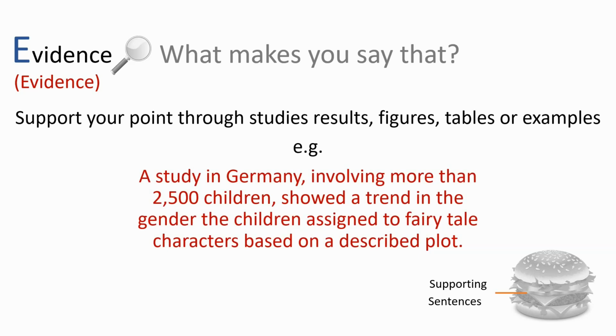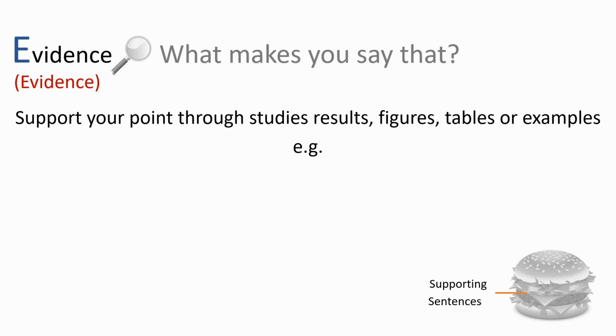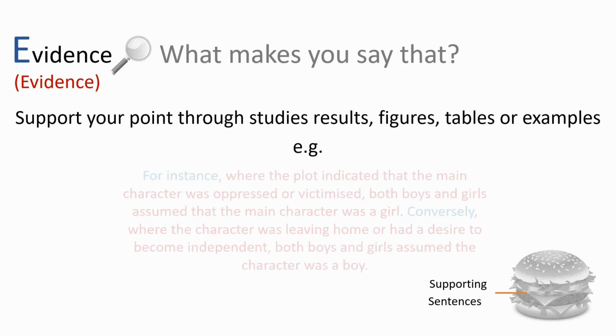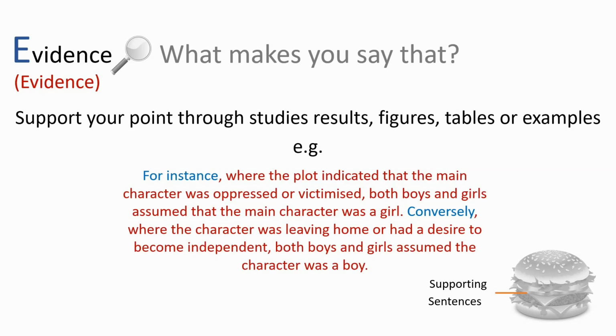Make sure that the evidence you provide has enough detail so that your reader can evaluate the validity thereof based on the point that you're trying to make. In this example, you can give more information on the study to ensure the reader understands what about the evidence made you make the statement about gender roles. So you can add, for instance, where the plot indicated that the main character was oppressed or victimized, both boys and girls assumed that the main character was a girl. Conversely, where the character was leaving home or had a desire to become independent, both boys and girls assumed the character was a boy.